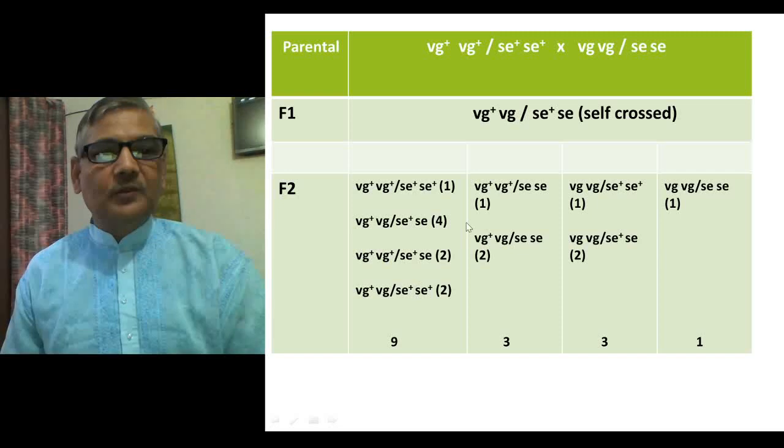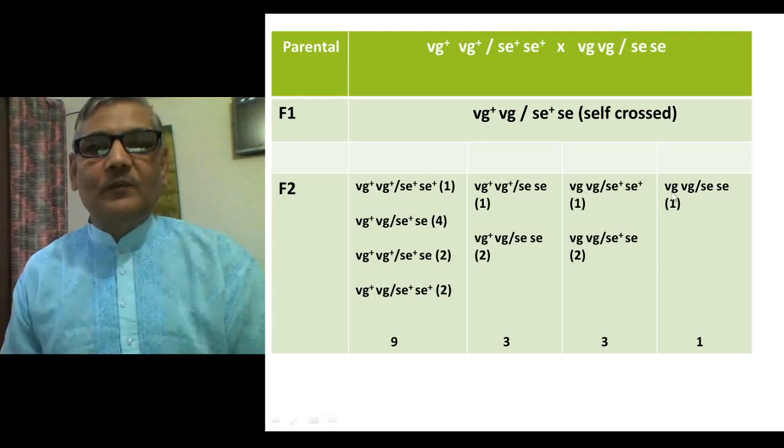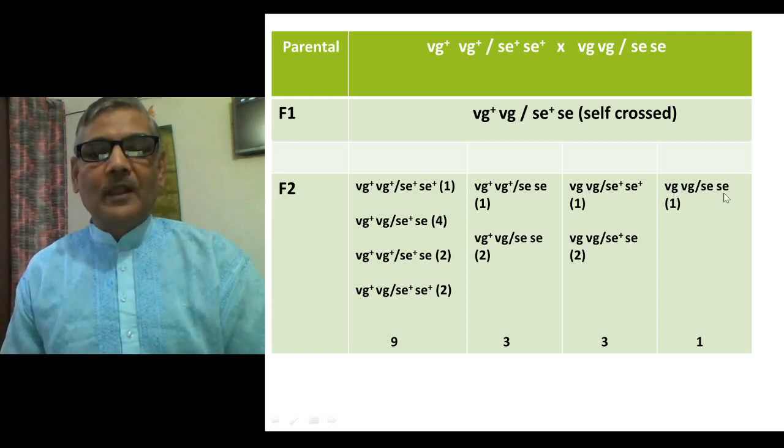So you can go through such genotypes. Those who will have Vg plus and Sc will show sepia color, but their wing will be normal. Likewise, here Vg means vestigial wing will be there, and Sc plus means red eye color will be there. And you will have individuals with vestigial wing and sepia color, so their genotype will be Vg and Sc. So in this table you can see all the different kinds of genotypes which will be possible.